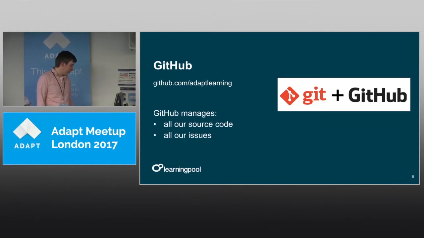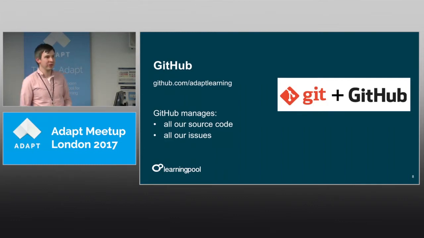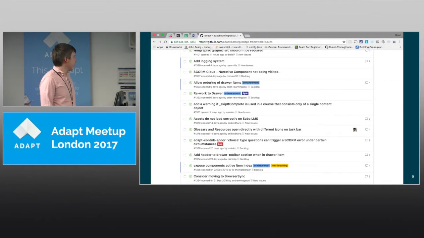GitHub is basically our repository for our source code, all our plugins, everything is there. It's also the location for all issues. Basically, the issues in GitHub have become our to-do list. So things like this: Scrum Cloud narrative component not being visited, add a logging system, enhancements.